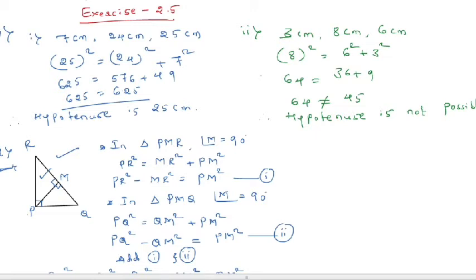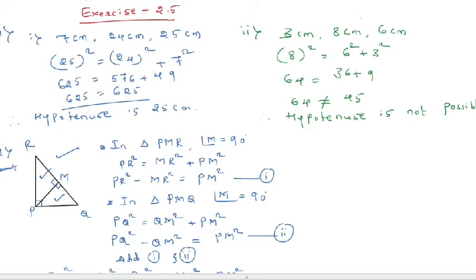Why have we done like this? Because we have to prove that PM square is equal to QM into MR. We want PM square. For that reason I have written this. And also consider another triangle PMQ. In triangle PMQ, angle M is 90 degree. So, 90 degree opposite side is hypotenuse side. So, PQ square is equal to QM square plus PM square. We can write PQ square minus QM square is equal to PM square. Call this as equation number 2.